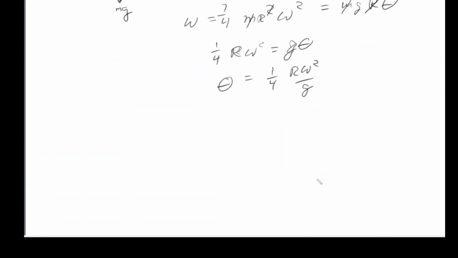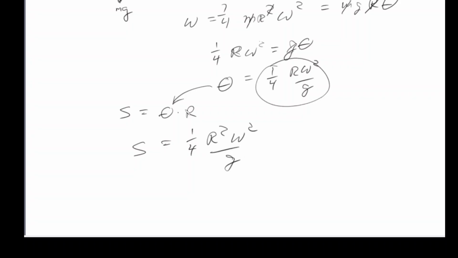Now, knowing theta, we can find the length of string, because a segment in a circle is equal to theta times the radius. So if we substitute theta in here, the length of string is equal to 1/4 r squared omega squared over g, substituting this in for theta. And that's the length of string that we'll have unraveled when we reach the angular velocity omega.